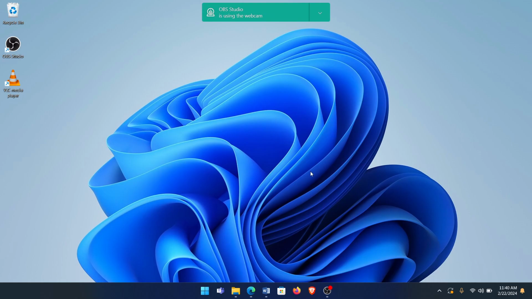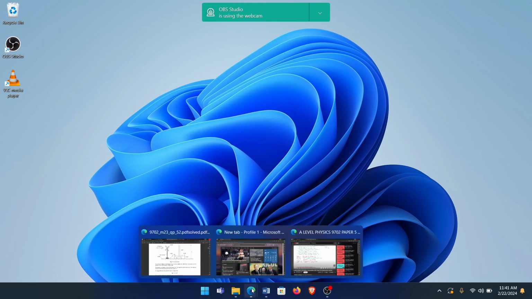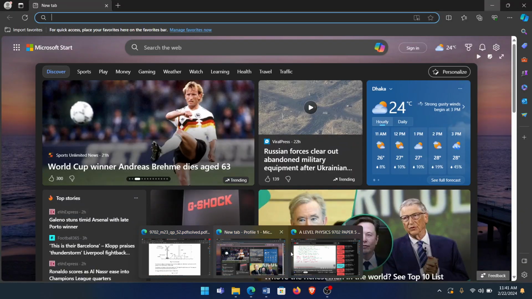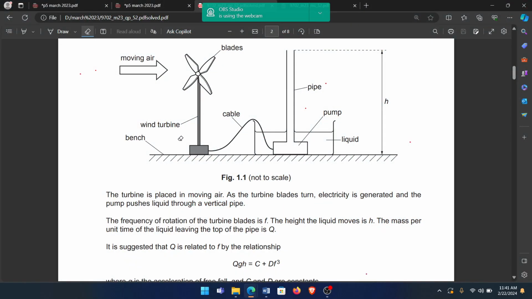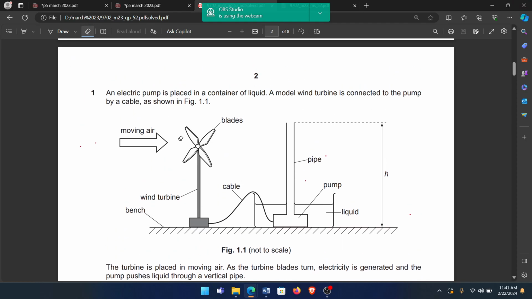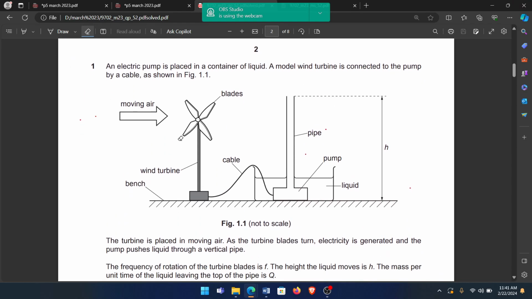Students solving February-March 2023, variant 52 question 1.